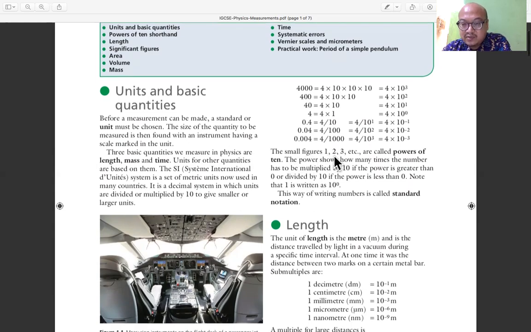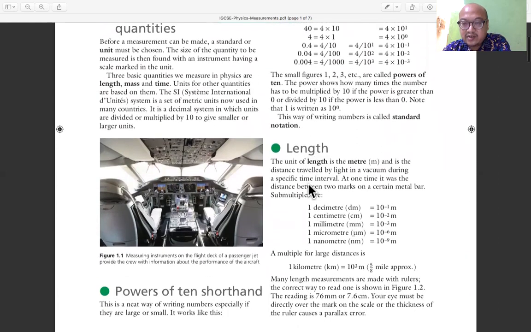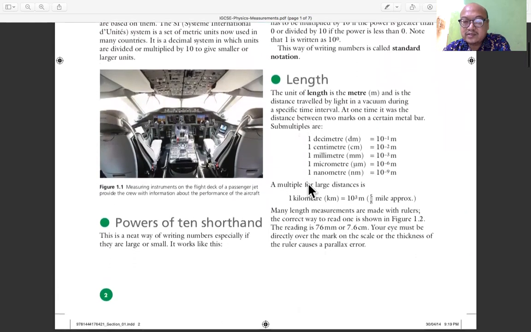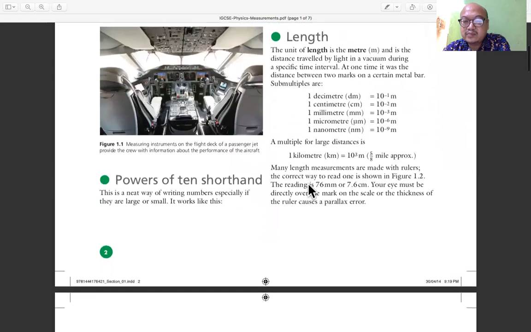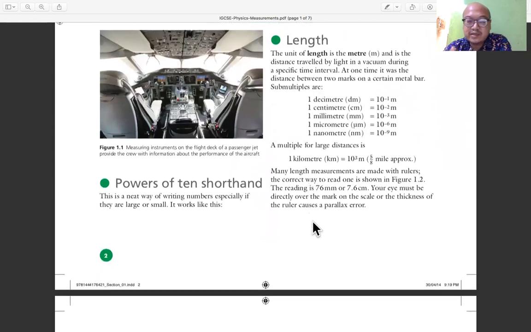The small figure, like the 3 here, is called the power of 10. Now I will skip this, and you may read it by yourself at home. I already put this on your Google Classroom. Maybe in one period we will see this theory, and in the second period we will try the questions at the end of this slide.